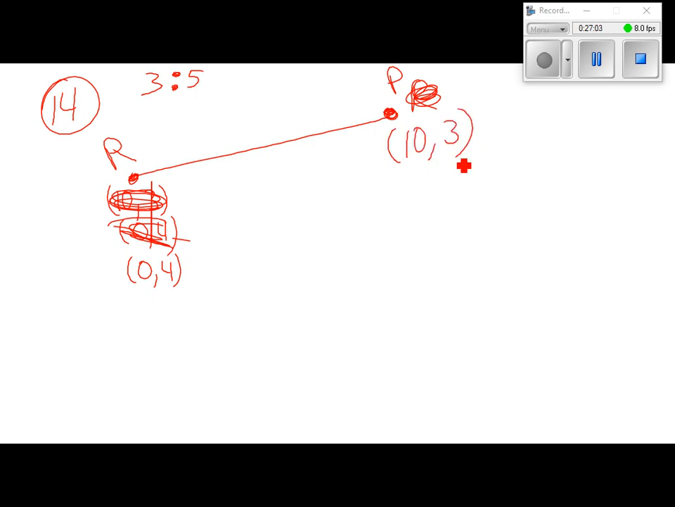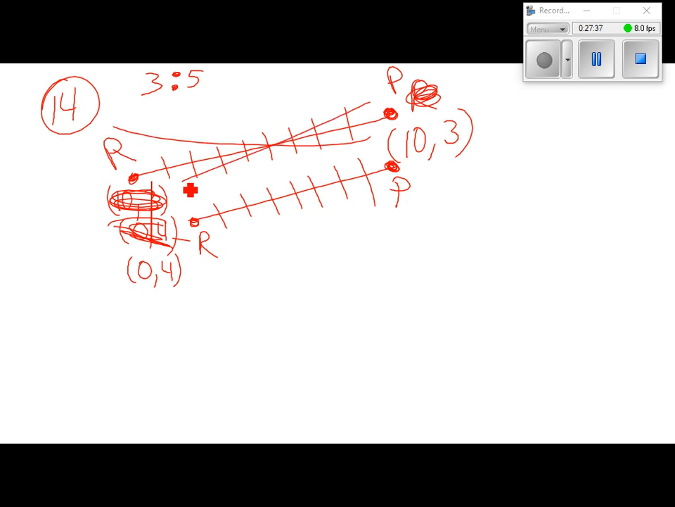We're splitting it up into how many parts? Eight. So let's see if I can do this. 1, 2, 3, 4, 5, 6, 7, 8. A little off. I split too many, didn't I? If I got 8 parts, I should have cut it 7 times. 1, 2, 3, 4, 5, 6, 7. Now we got 8 parts. Good job.